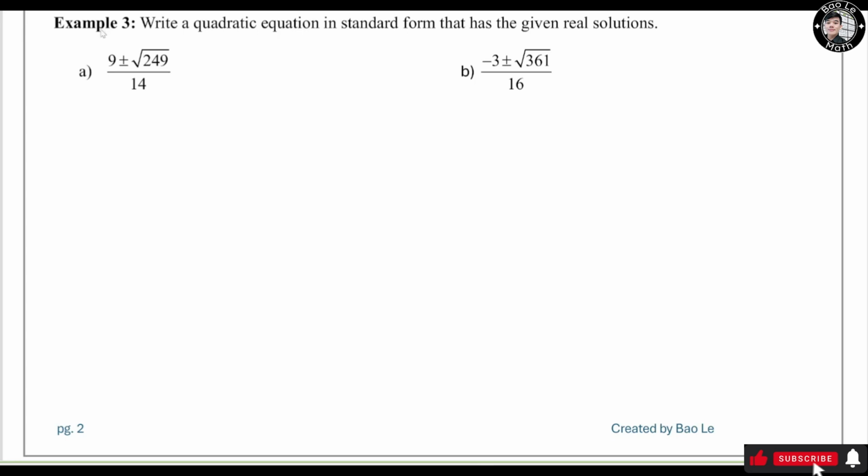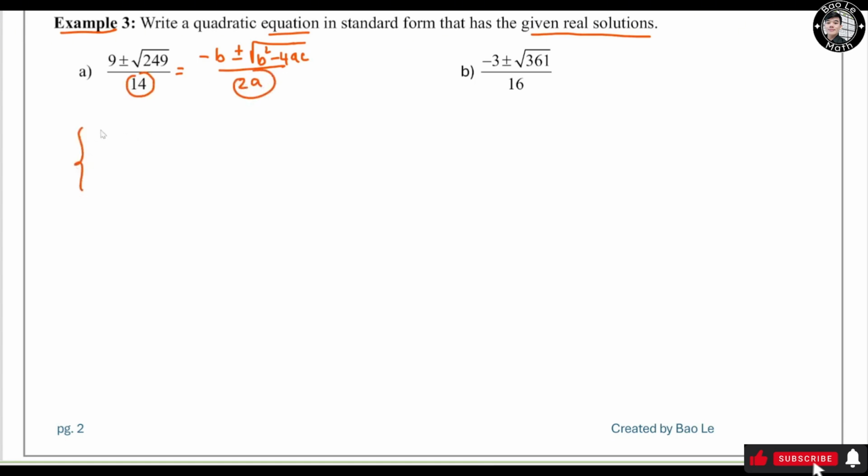Now let's move on to example number 3. Write a quadratic equation in standard form that has the given real solutions. Remember, the two real solutions are given by the formula negative b plus or minus the square root of b squared minus 4ac, divided by 2a. So I'm going to equate the bottom right here.